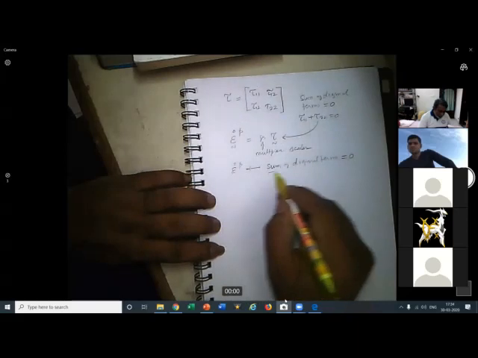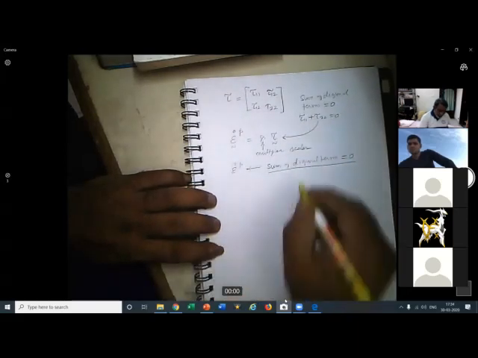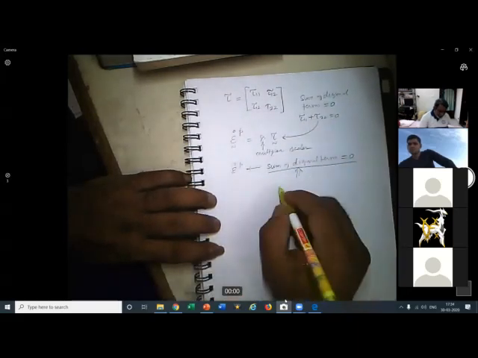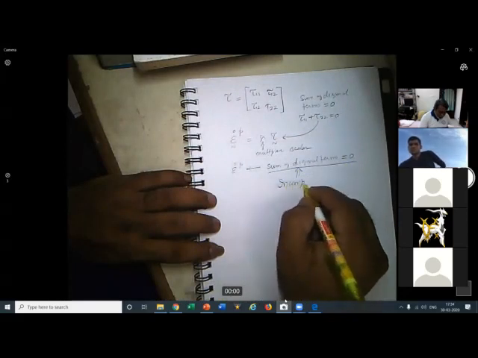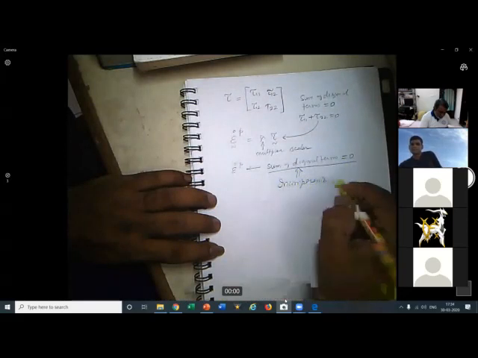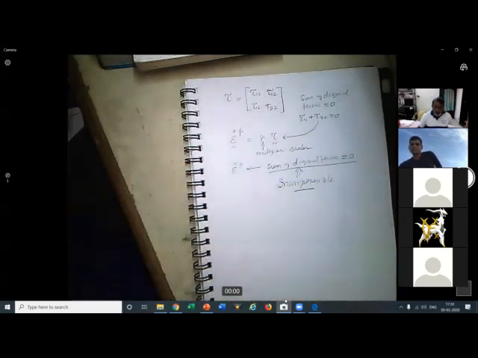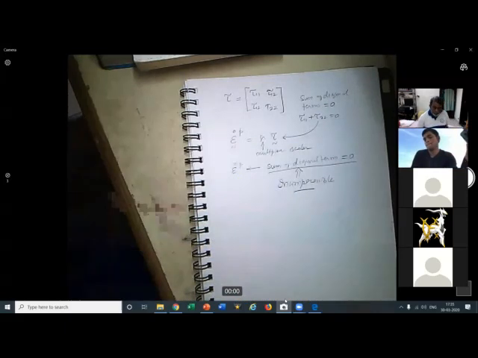So if the sum of diagonal terms is equal to 0, it means what? No change in volume, or it is incompressible. So the equation that I wrote was Navier-Stokes for an incompressible fluid. So far, okay? It's possible to extend to compressible fluid, but I'll tell you later.